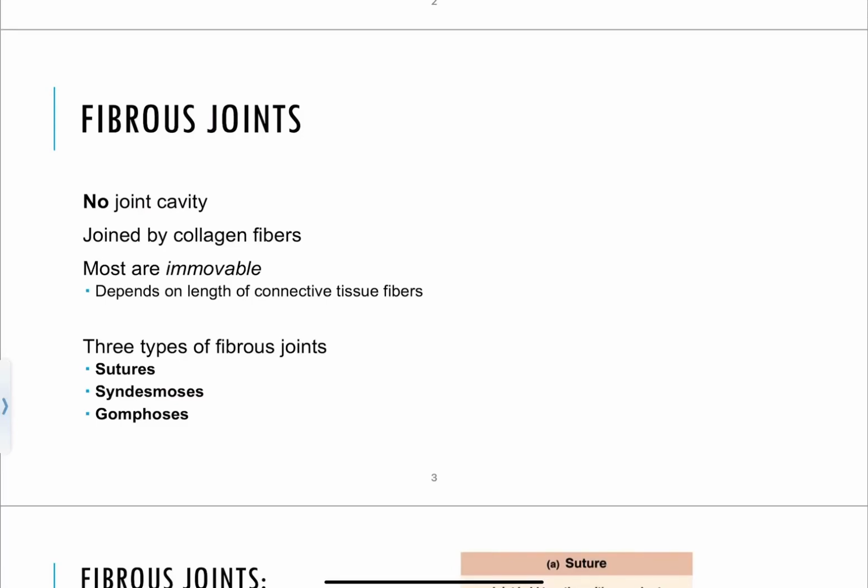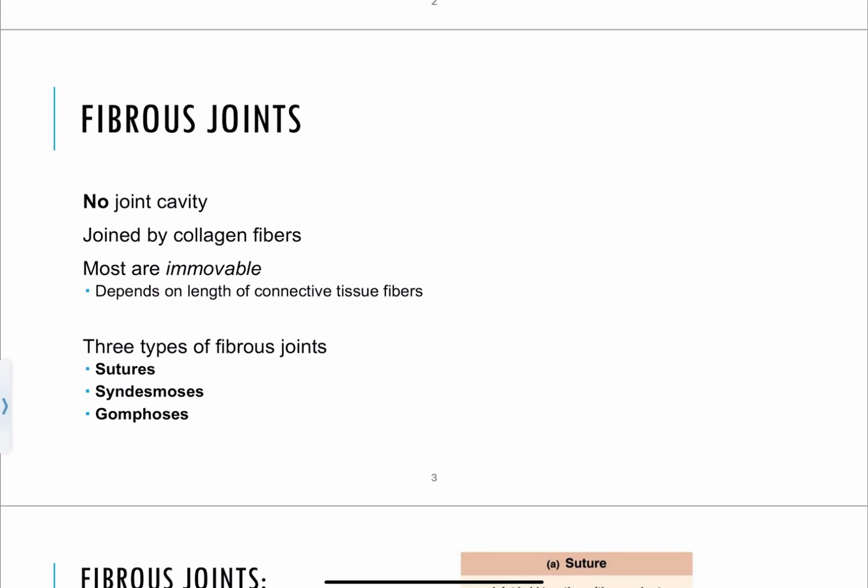Okay, so moving on to section 2 of chapter 8, we're going to talk about one of our types of structural classifications, which is our fibrous joints. Anytime we're talking about fibrous joints, that means they're not going to have a joint cavity, because remember, only synovial joints have a joint cavity. These are going to be joined by collagen fibers, so that's the material present that's actually connecting the two bones together. And most of these joints are going to be immovable, meaning that they're synarthrotic.